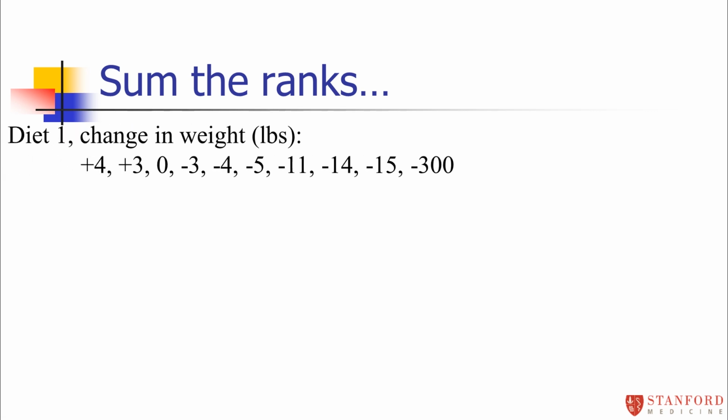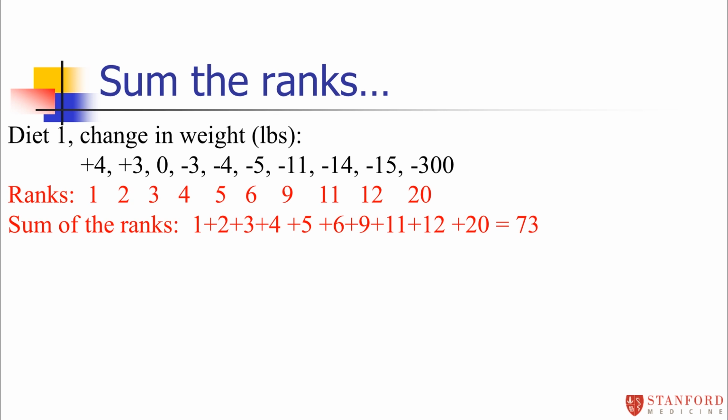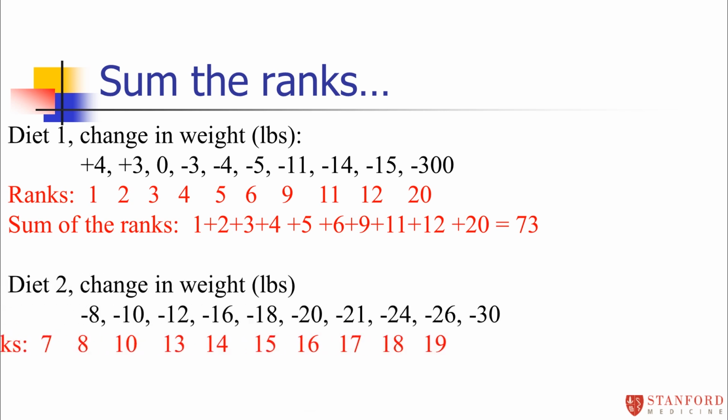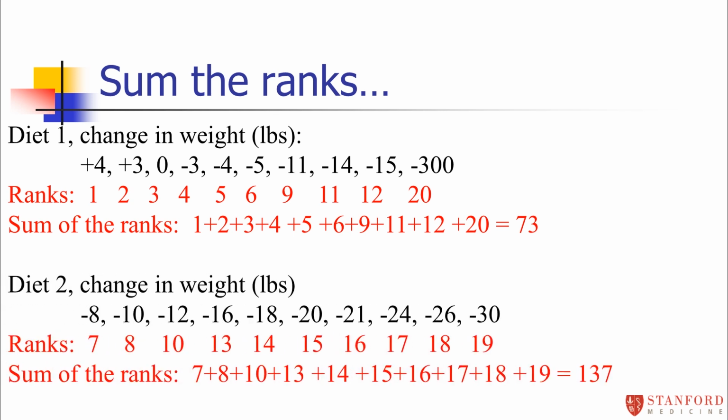We then sum the ranks within each group. The sum of the ranks for group 1 comes out to be 73. The sum of the ranks for group 2 comes out to be 137. The one with the bigger sum of the ranks is going to be the better diet. What the Wilcoxon rank sum test then does is it looks at those sums of the ranks and tells you whether or not they're statistically different.